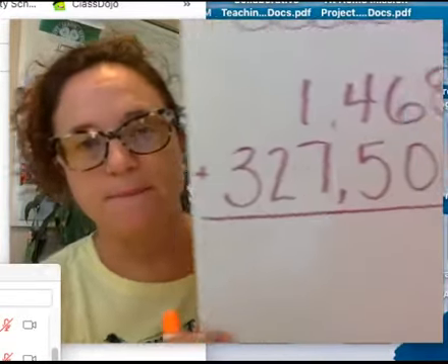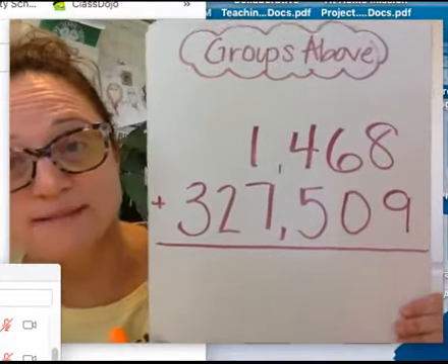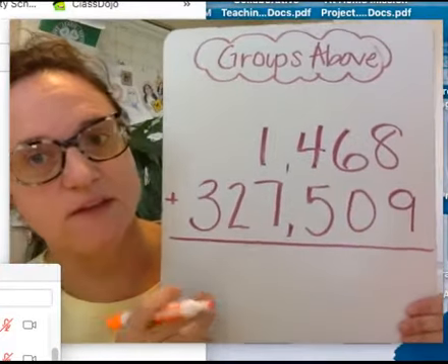Let's see what we get. We always start in the ones place, right? The smallest place value, right?